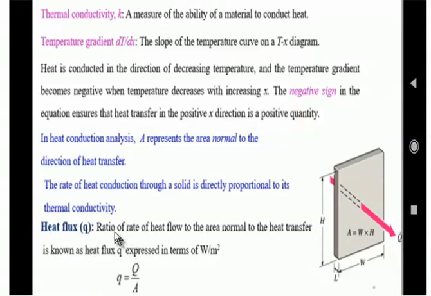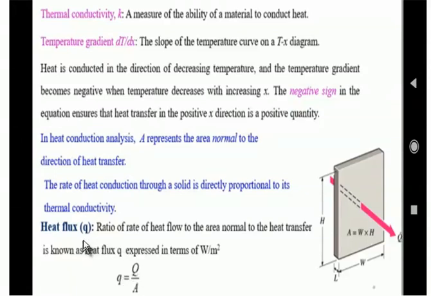That is a ratio of rate of heat flow to the area normal to the heat transfer. That is, small q is equal to capital Q divided by area, known as the heat flux. Q is expressed in terms of watt per meter square. Q is measured in terms of watt and this area is meter square. That is, small q is equal to Q divided by A.